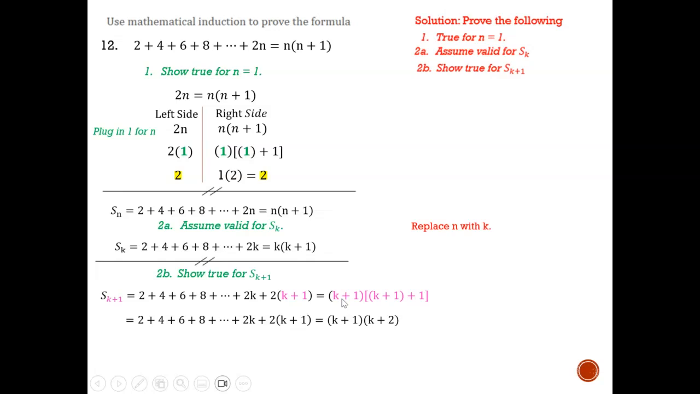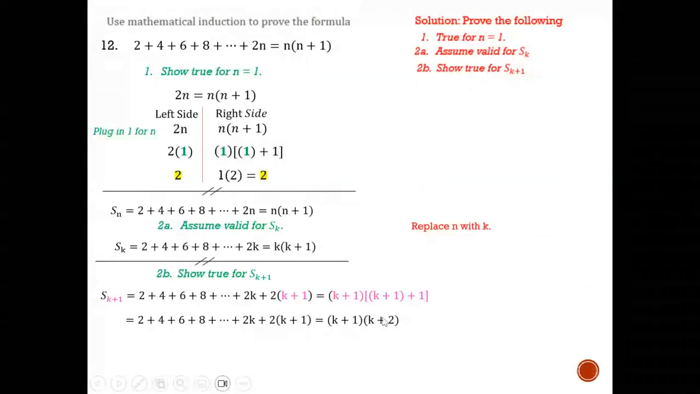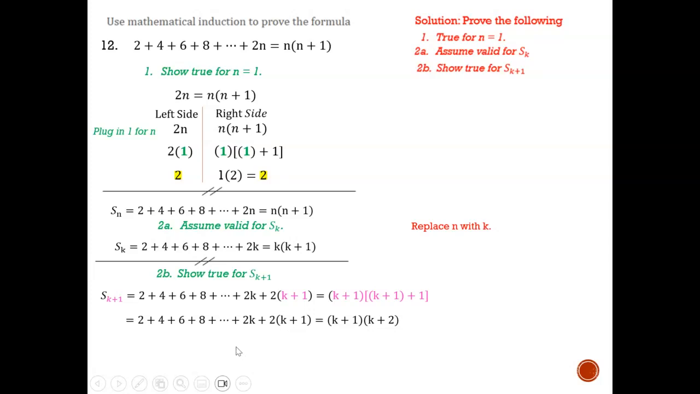So on the right side becomes k plus 1 times k plus 2. Now on the left side, I've got to show that the left side is equal to k plus 1 times k plus 2. Again, I'm not going to work on the right side anymore. I only work on the left side. If you notice, 2 plus 4 plus 6 plus 8 plus ... plus 2k is equal to k times k plus 1. So I'm going to plug in k plus 1 for 2 plus 4 plus 6 plus 8 plus ... plus 2k, and then plus 2 times k plus 1.